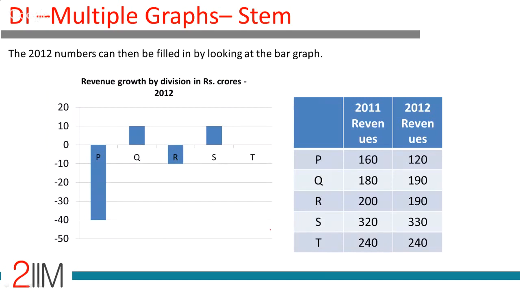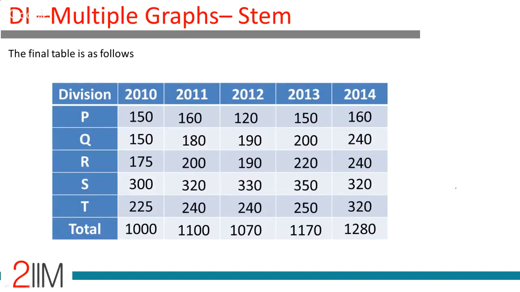We also know the declines and increases in 2012. This declined by 40, plus 10, minus 10, plus 10 and 0. No change in T. So 160 becomes 120, down 40, plus 10, minus 10, plus 10 and stays flat. So we've got 2012 numbers as well because the changes have been given in this bar graph. The T change is just 0. It's not a missing number, T is 0. That gives us 2012 numbers. So we've got the entire grid.